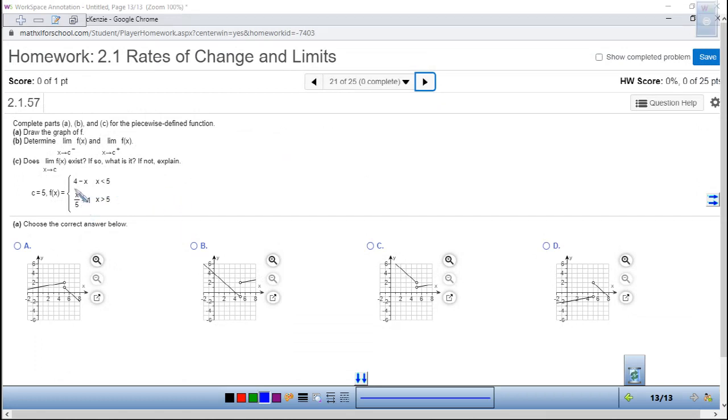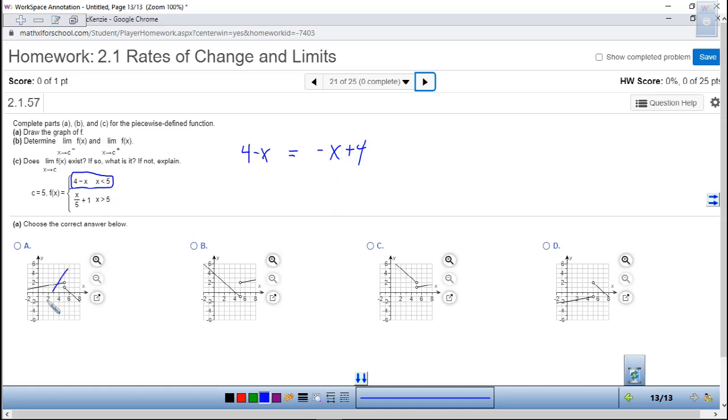For instance, this part right here, the top, it is defined for all x values that are less than 5 to be this line right here, 4 minus x. Now think about 4 minus x. We can rewrite that as negative x plus 4, and that is a line that has a y-intercept of 4 and a slope of negative 1. And that's for values that are less than 5.